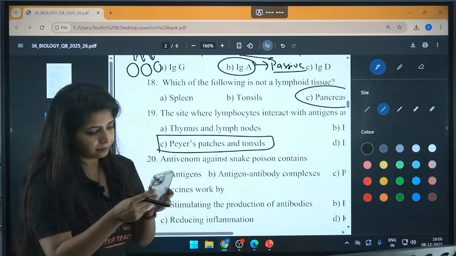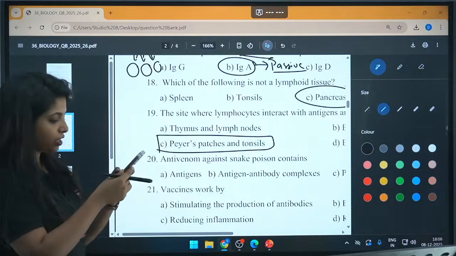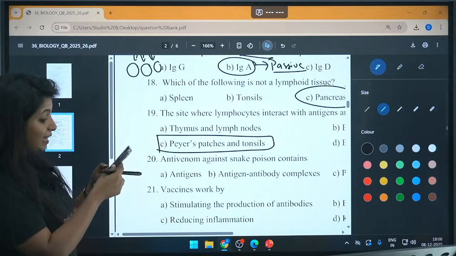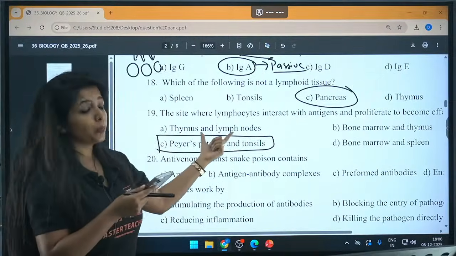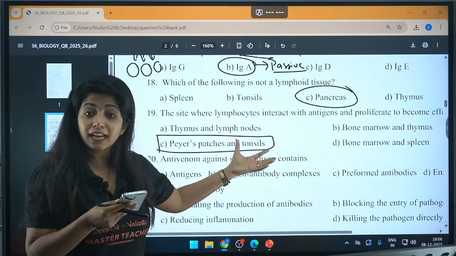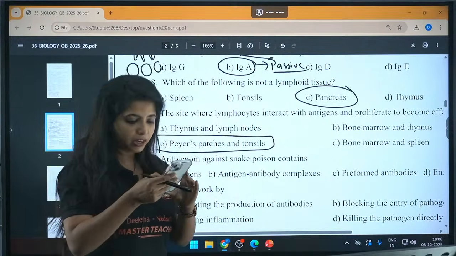Always remember. Okay, always remember. So your answer for this question is going to be C. 19th answer is C. Why is it C? Peyer's patch and tonsils, both of them are secondary lymphoid organs.